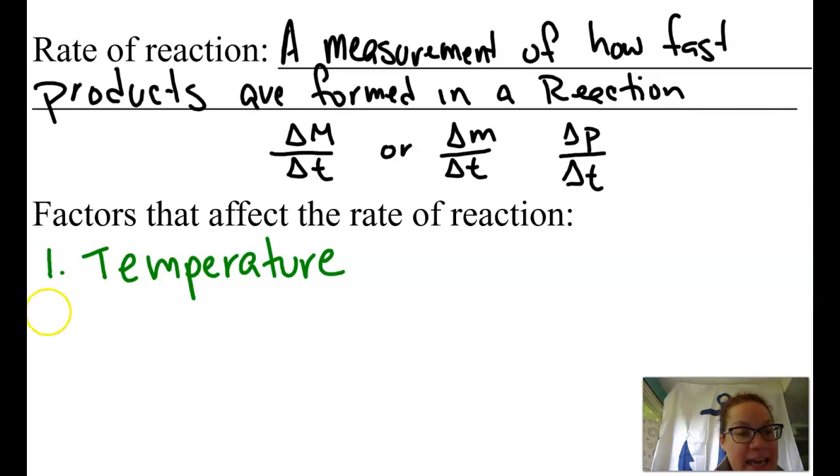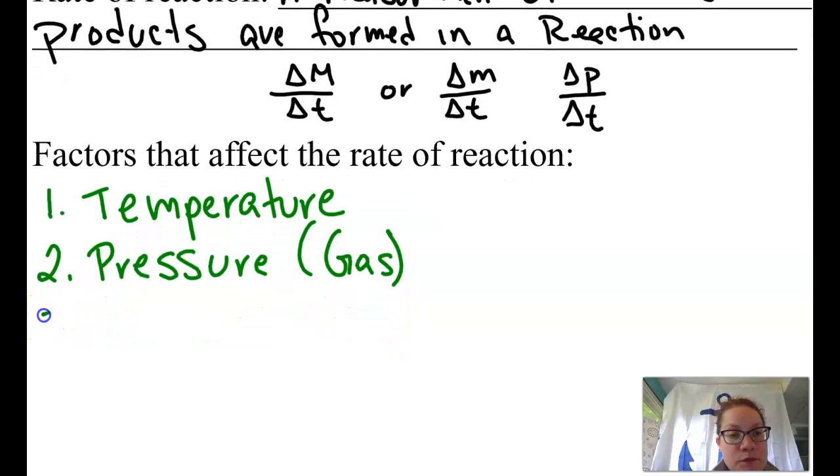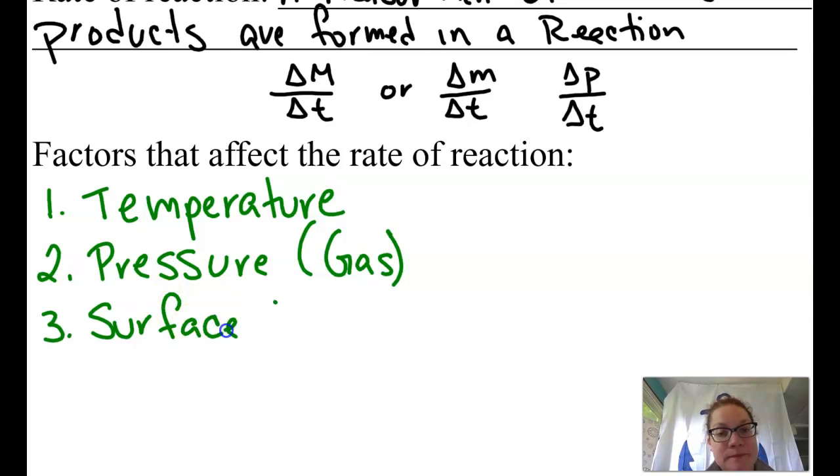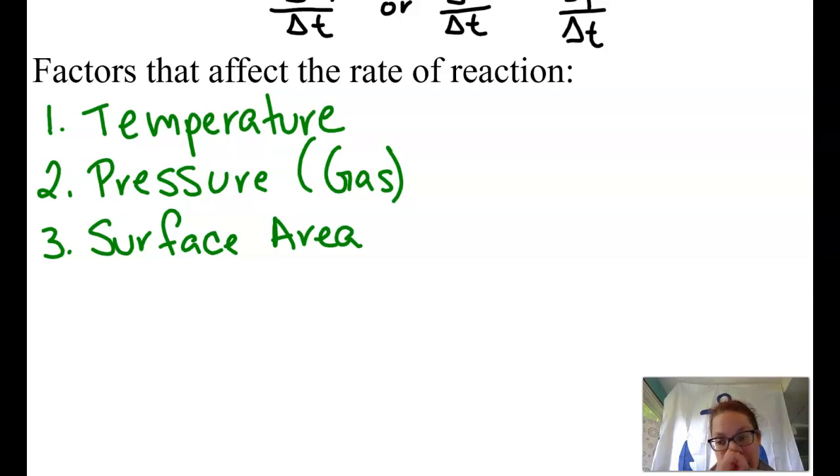That's right. If it's a gas, you could increase the pressure. You guessed it. If it's a solid, you could increase the surface area. There are two more factors here that we're going to talk about that you might not have. Oh, I'm sorry. I forgot the fourth one. If it's a solution, how could you get more collisions? That's right. You could increase the concentration.